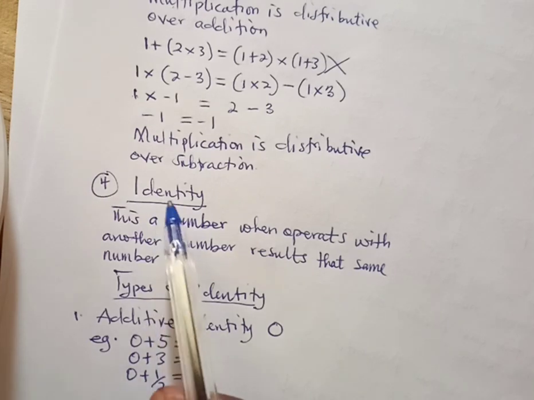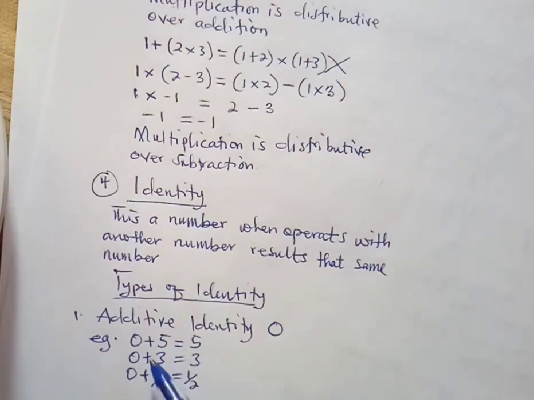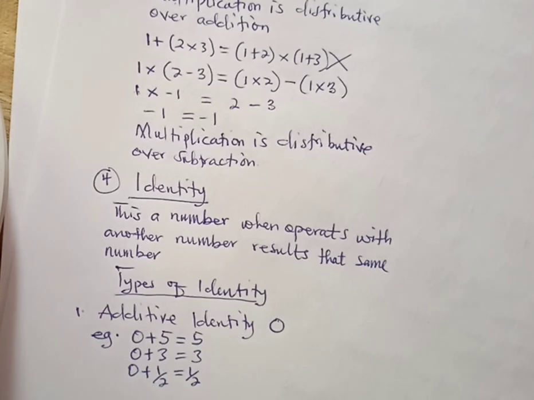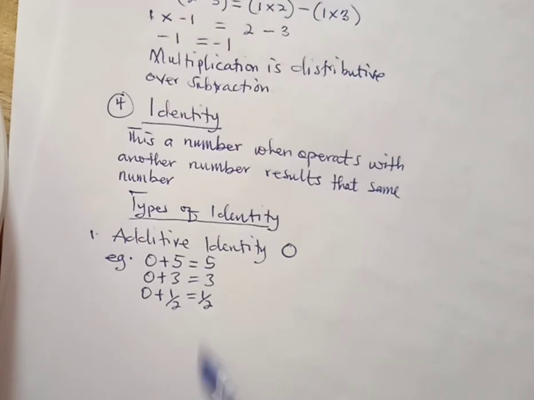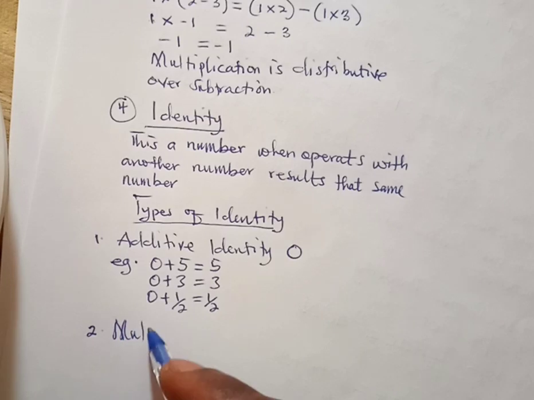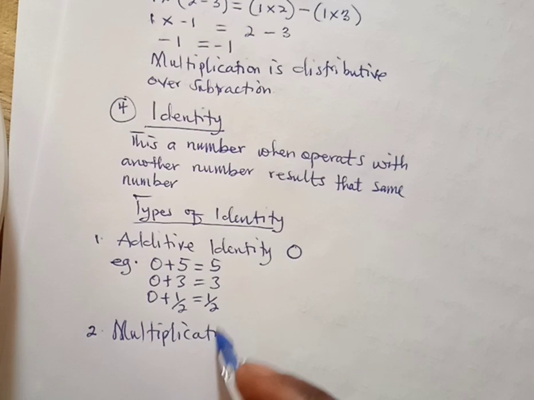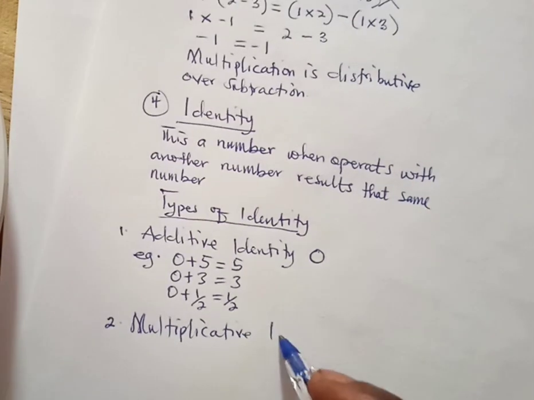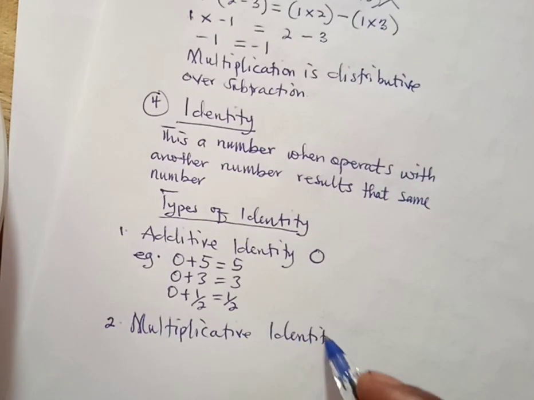That is the identity we are talking about. When you operate, and what is the operation? The operation is addition. That is why we are saying additive identity. So additive identity is what? 0. When you add 0 to any number at all, you still get that number. And the second type, or the last type of identity, is what? Multiplicative identity.